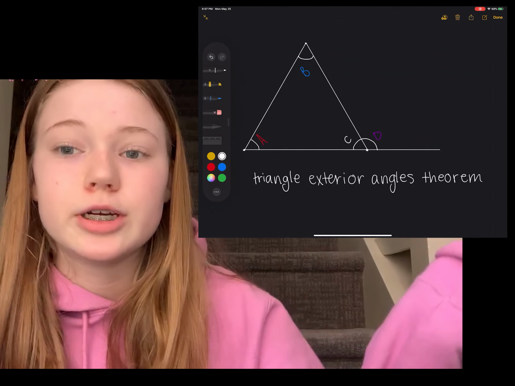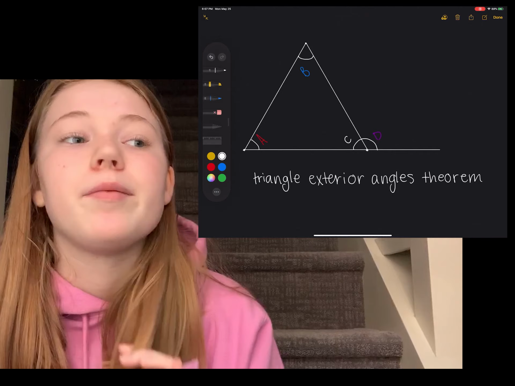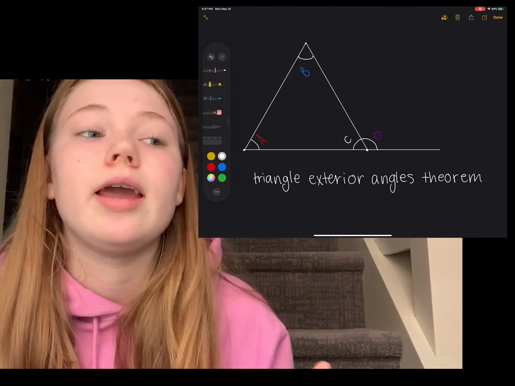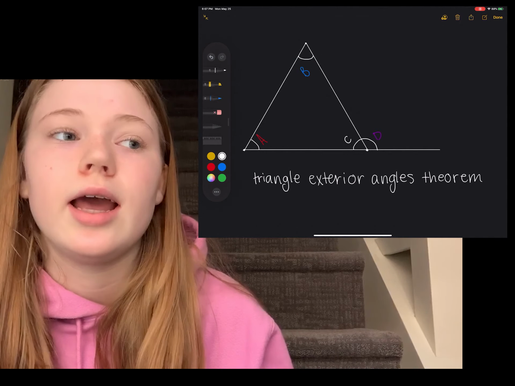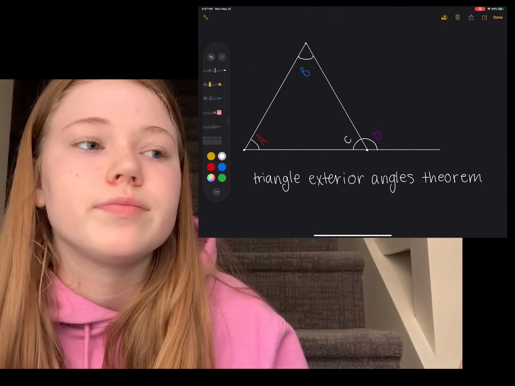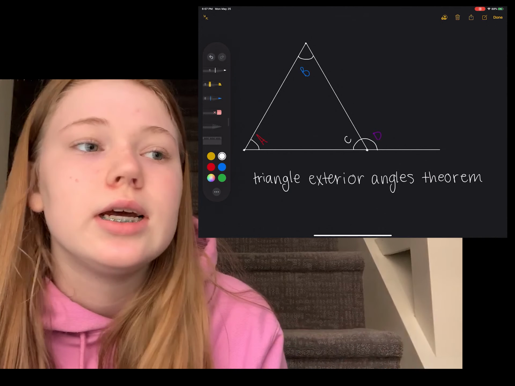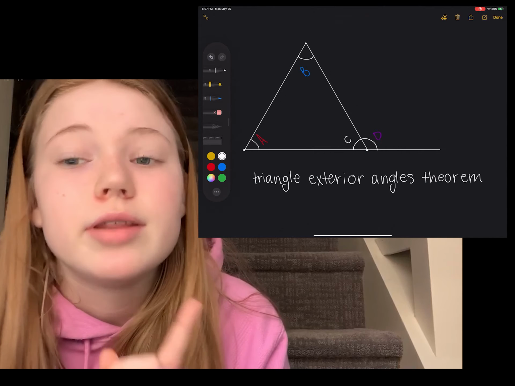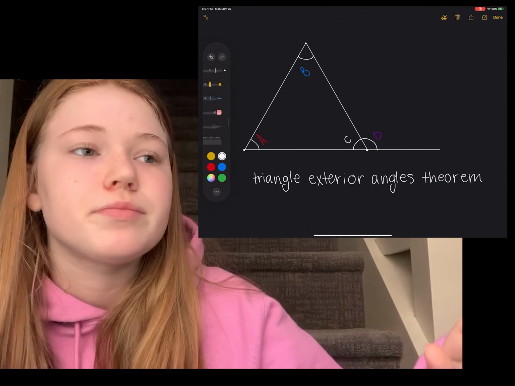So in this picture, you can see that we have a triangle with angles A, B, and C, and the edge of the side AC is extended into a straight line. So then we have the exterior angle D.